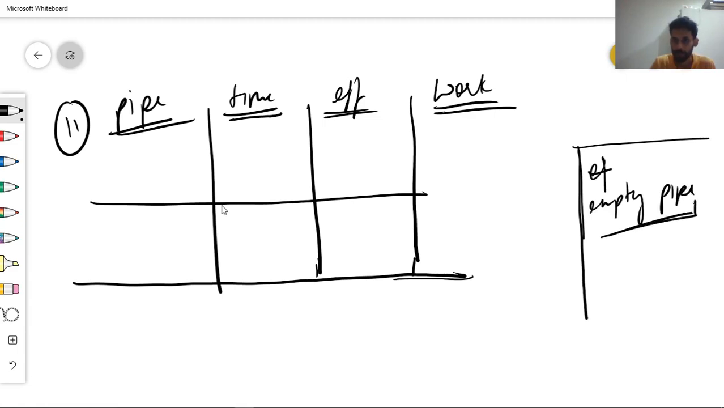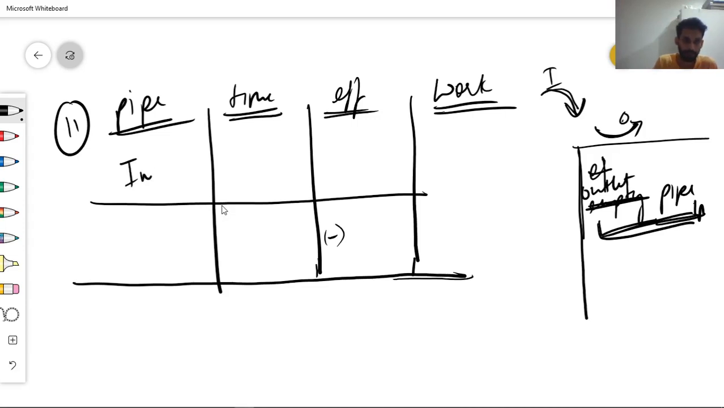This outlet pipe is doing something negative. This pipe is giving in and this pipe is taking out. This one is the outlet pipe, this one is the inlet pipe. The inlet pipe is doing the work and this outlet pipe is taking everything out. Okay, so this is doing something negative. So whatever the efficiency will be, here it will be negative. Okay, this is the inlet pipe, this is the outlet pipe.